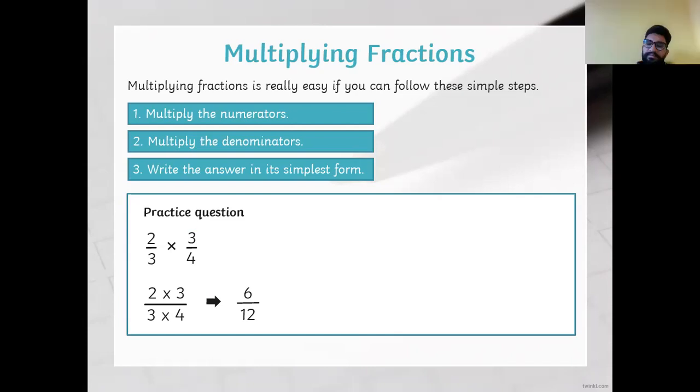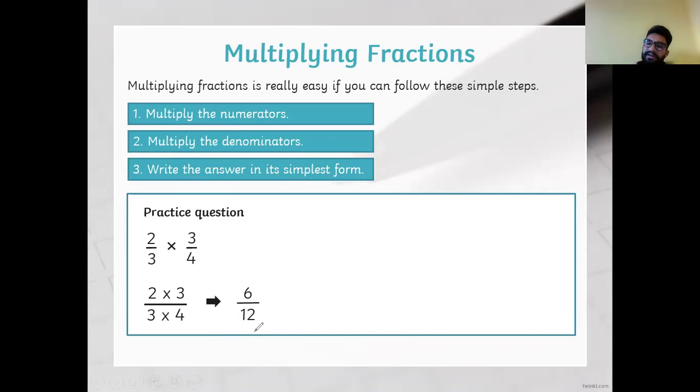Now reduce them. Look, we did the two steps already. We multiplied the numerator and we multiplied the denominator. Our other work is to write the answer in its simplest form. This is our answer, but now write this in its simplest form if it is possible. It means you have to reduce it, okay?